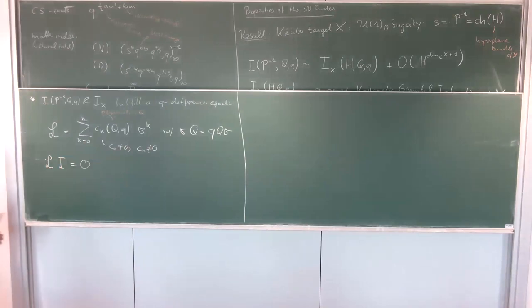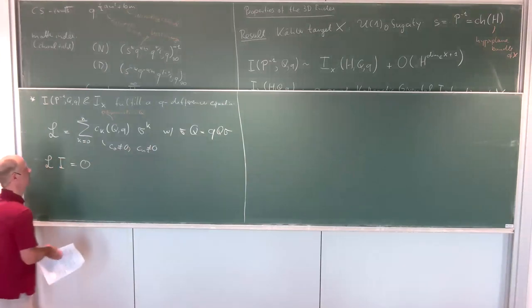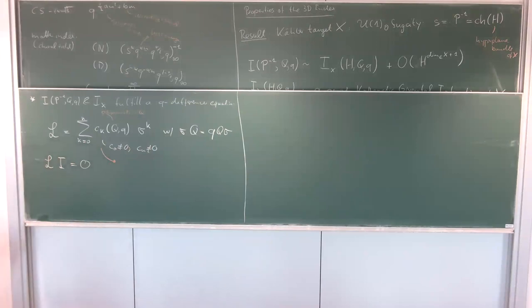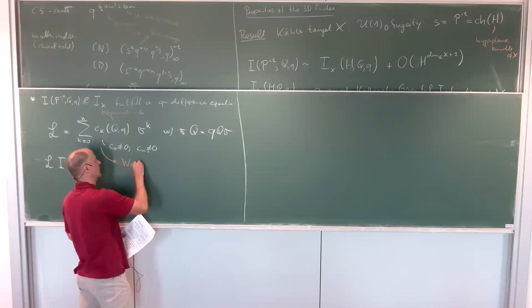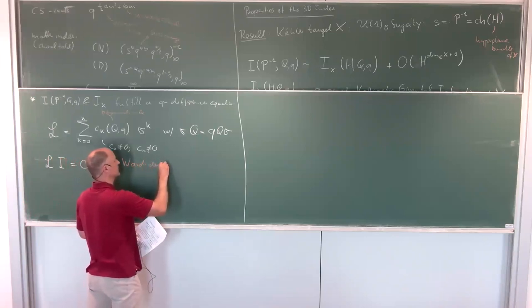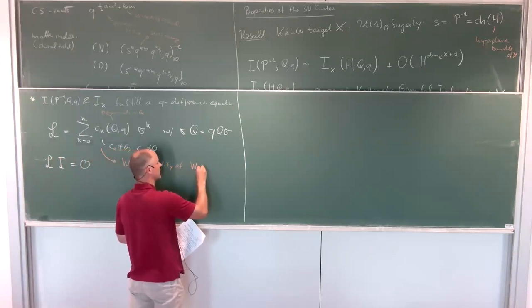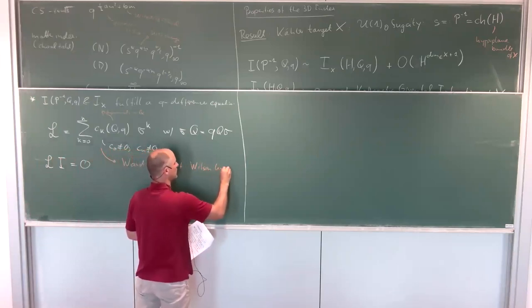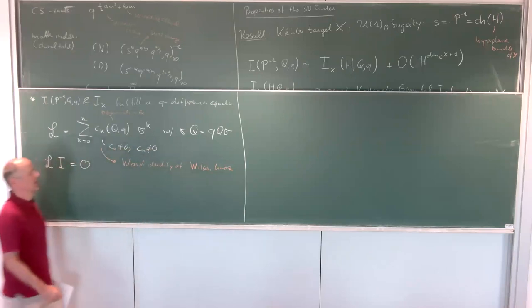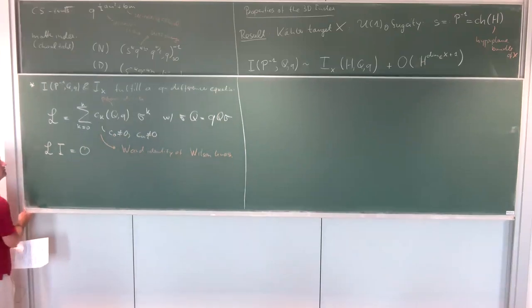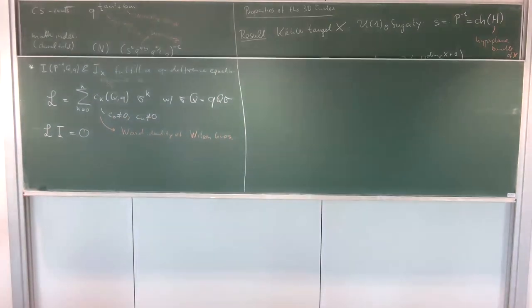Okay, so this also has a physical interpretation. This difference operator is actually a Ward identity of Wilson lines in this 3D gauge theory we are talking about. Okay, but let me maybe focus a bit more on these difference equations.